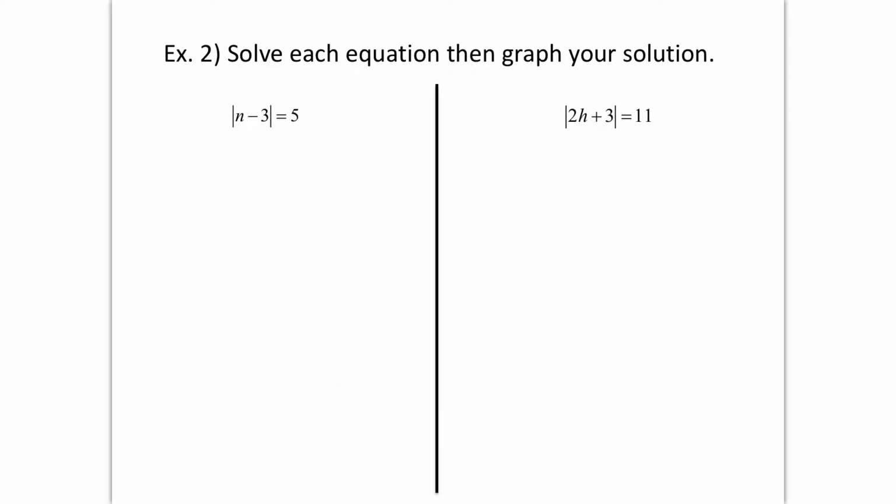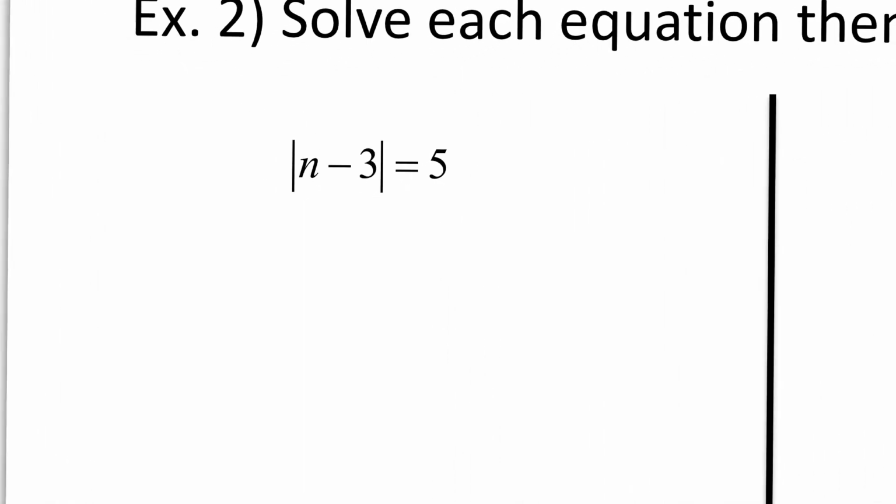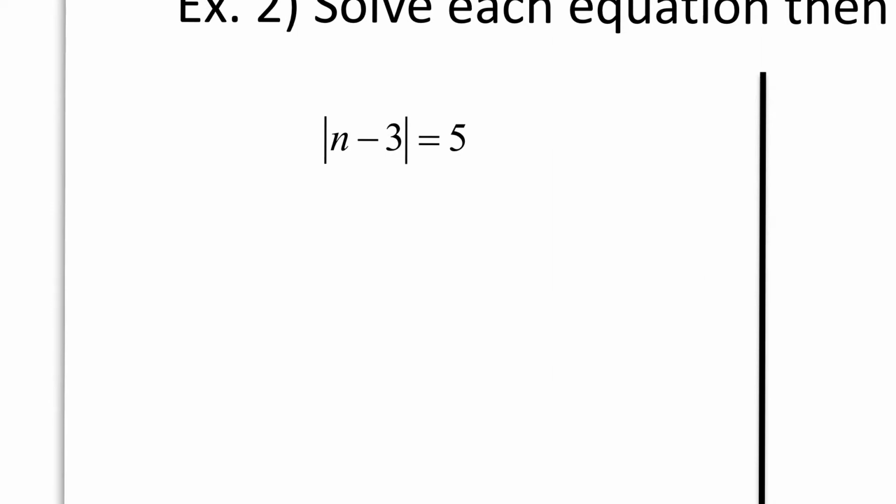So look at these examples here. We want to solve the equation and then graph the solution. So we have absolute value with an equal sign. We have an equation, and I'm going to go to the one on the left side here, the absolute value of n minus 3 equals 5.